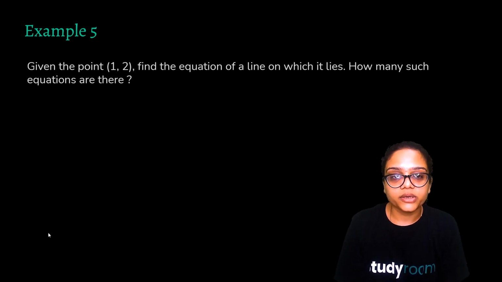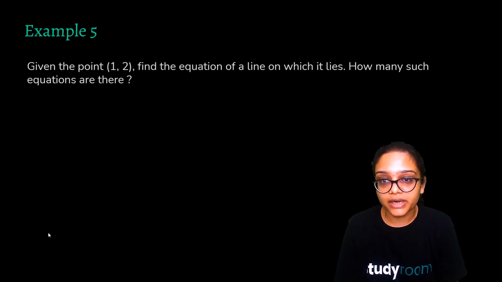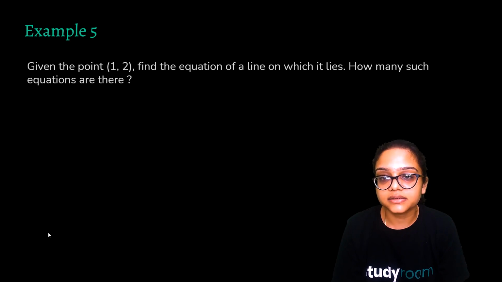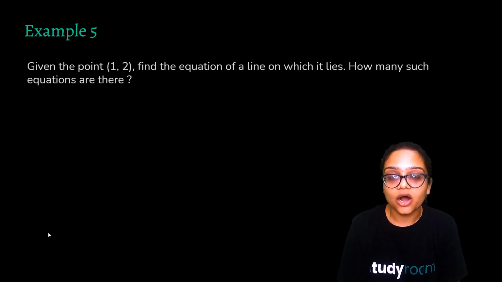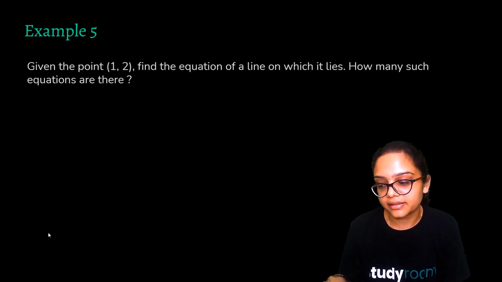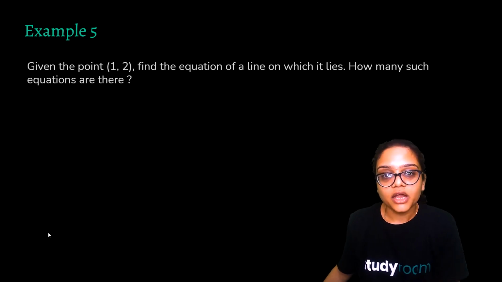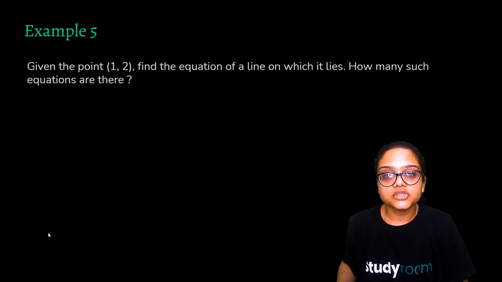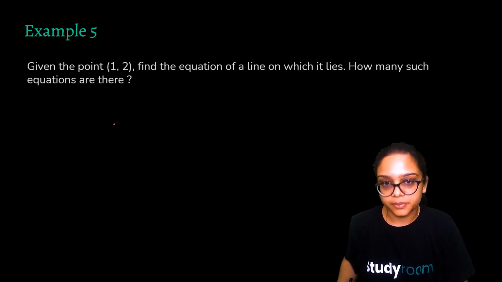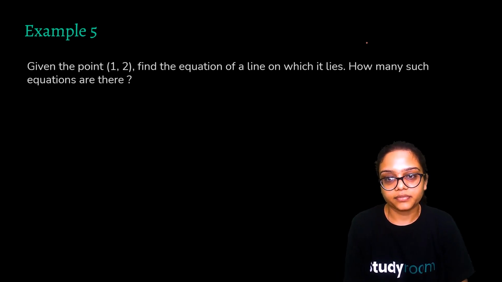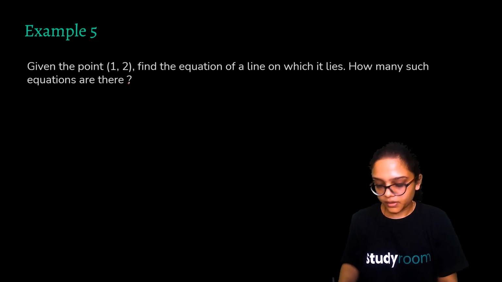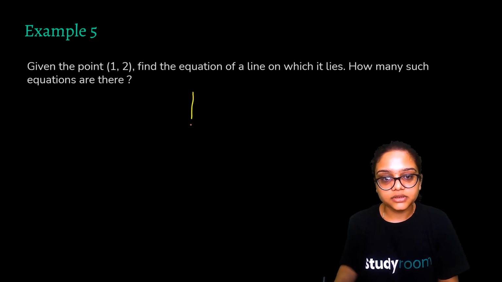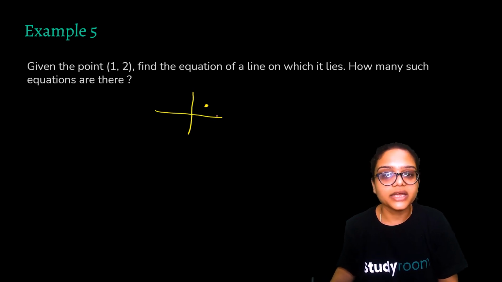Given a point (1, 2), find the equation of a line which passes through this point. How many such equations are there? Just tell me, how many points are given to you? One. So just think of a very simple thing. Assume a plane I'm drawing. I'm not drawing this corresponding to the question, I'm just asking you, and this is a point. This point can be (1, 2) or any point.